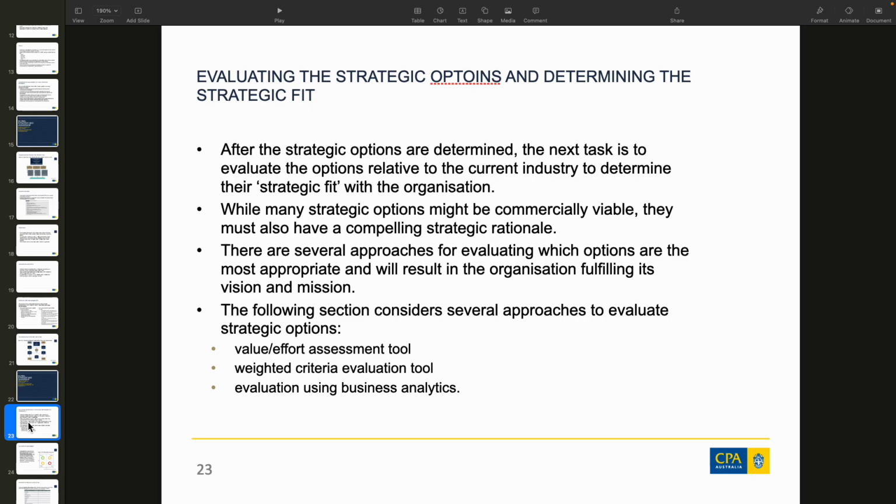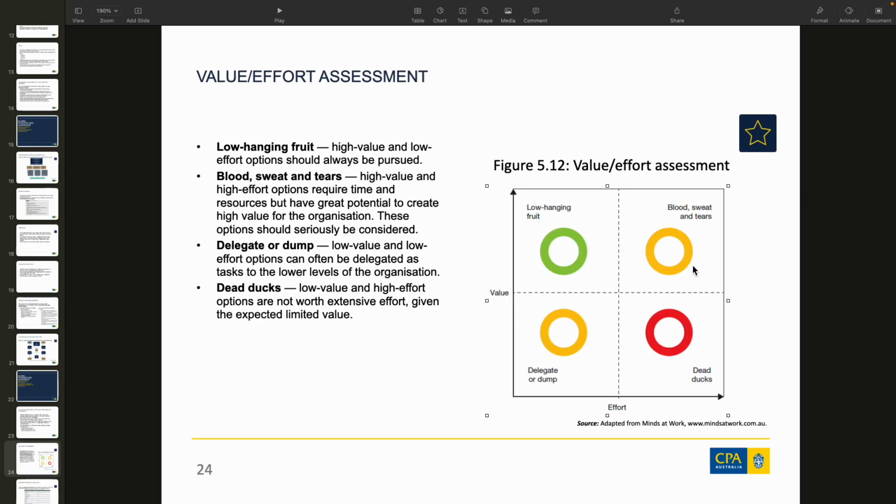So the following are good techniques. Number one, you got the value/effort assessment tool. Now when we say value/effort assessment tool, what are we saying? We're talking about the idea of several approaches to evaluating options that are appropriate. You got value effort, which is this diagram. Value effort: how much value you get, how much effort you must put in. Value, how much you generate from the whole thing, and how much work you put in.